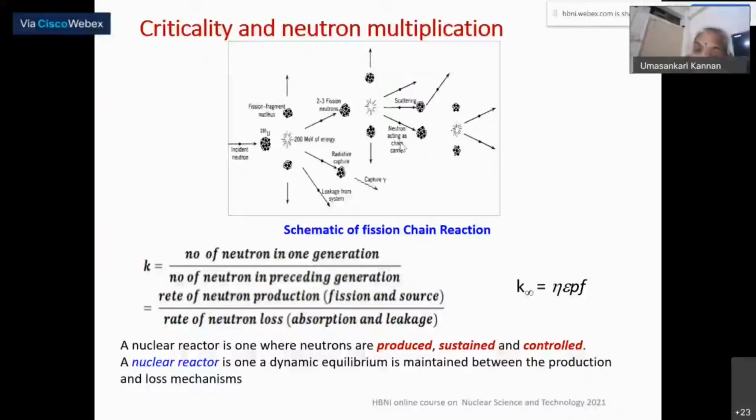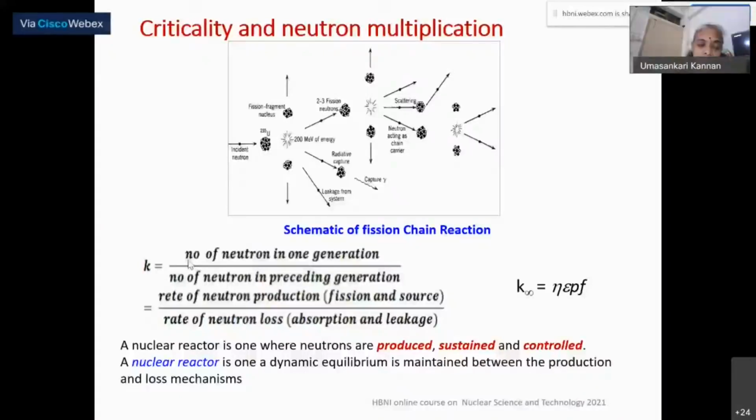Because these neutrons are acting as a chain carrier, we need to account for them and see what happens to these neutrons in a medium. Suppose we talk about a neutron which is born in one generation and suppose this is another generation. What is the number of neutrons which have crossed from one generation to another? So we can define a multiplication factor for this medium. We'll be talking more about this multiplication factor. It's nothing but neutron multiplication.